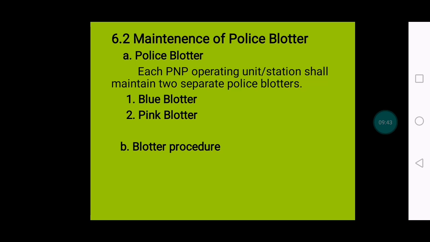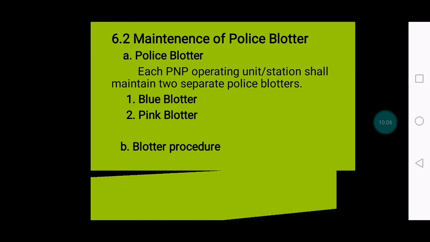So each PNP operating unit station shall maintain 2 separate police blotters. Number 1, blue blotter. The blue blotter contains the daily registry of all crime incident reports, official summaries of arrests and other significant events reported in the police station.